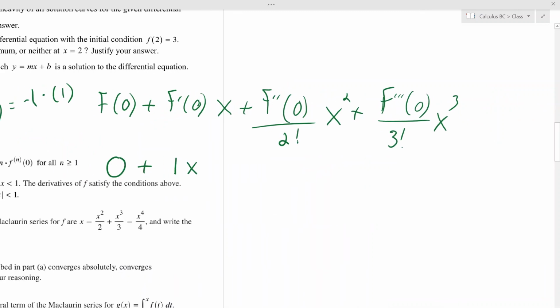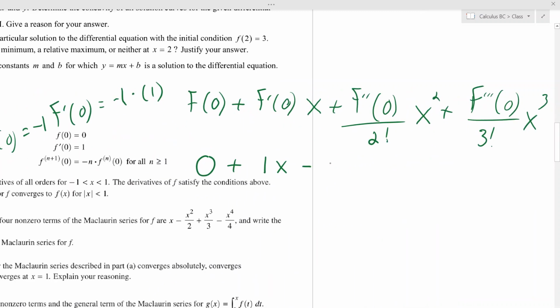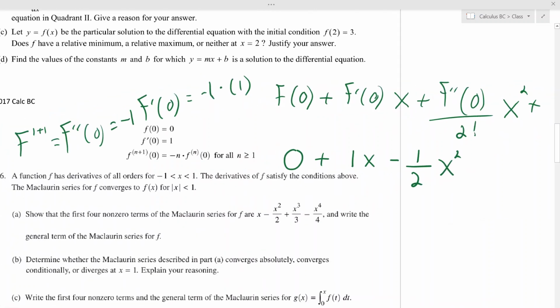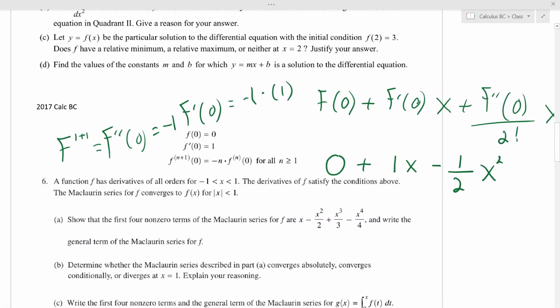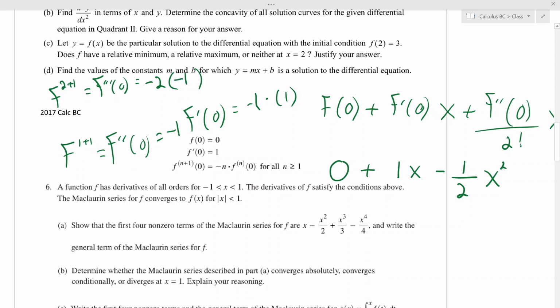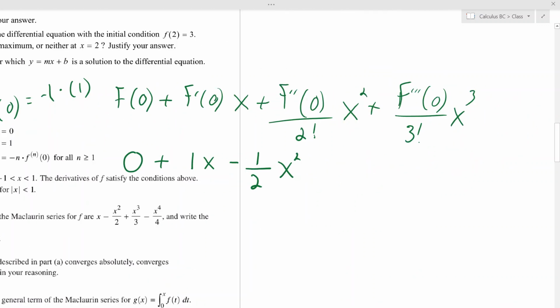So that means over here, we need the second derivative at 0. So it's negative 1 over 2 x squared. Then we need the third derivative. So to get the third derivative from this formula, I need to let n equal 2. That's my third derivative at 0. But that's just negative n, which in this case is negative 2, times the second derivative at 0, which was negative 1. Boom. So it's negative 2 times negative 1, and that's just 2.